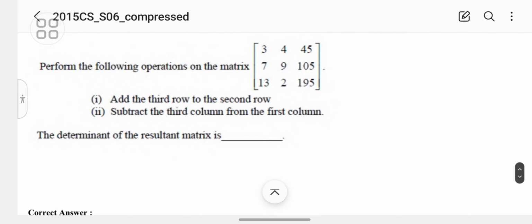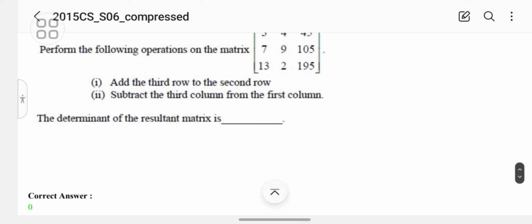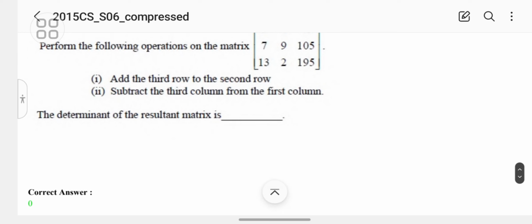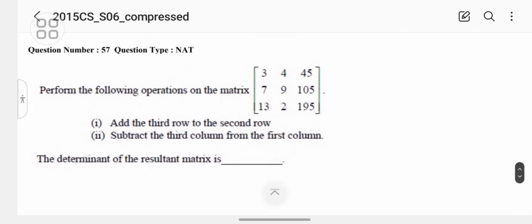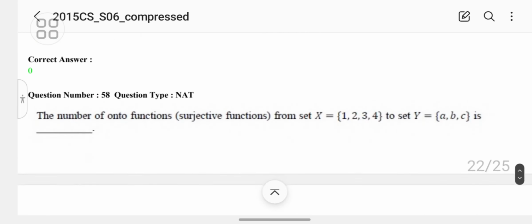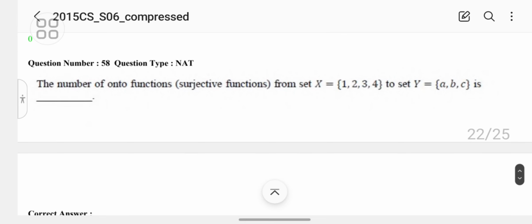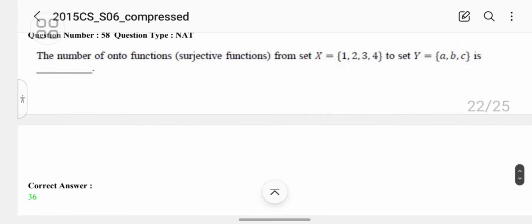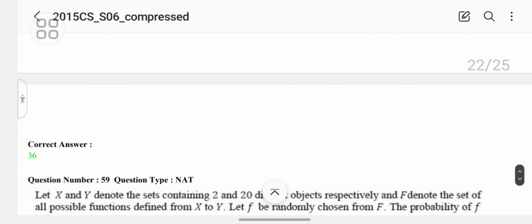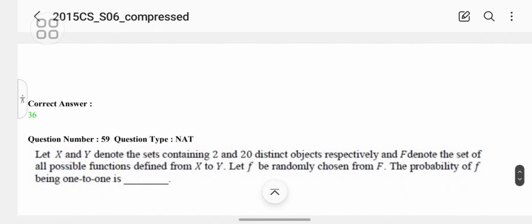57: perform the following operations on the matrix, right? Add the third row to the second row, subtract the third column from the first column. The determinant of the resultant matrix is what? So here the answer will be 0. The number of onto functions, surjective functions, from set X equals 1, 2, 3, 4 to set Y equals A, B, C is, so for this our answer will be 36.